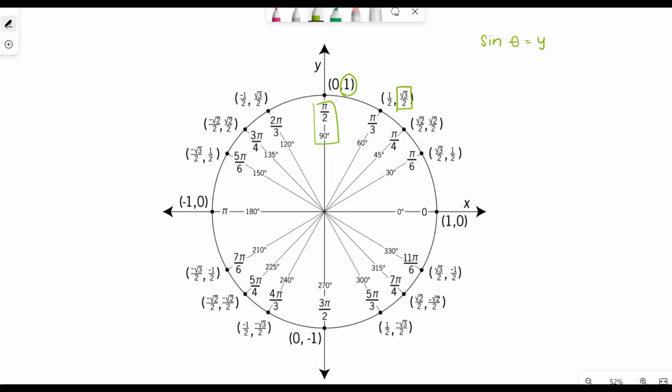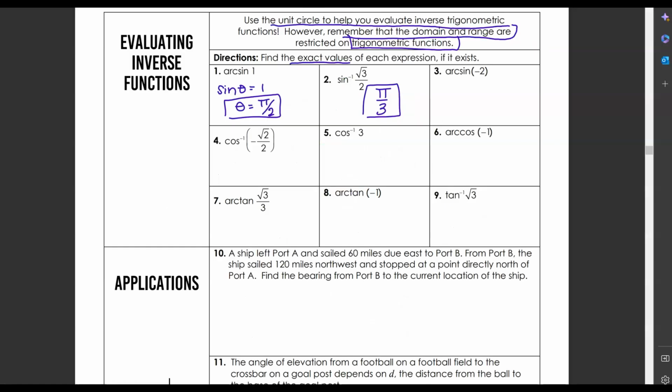Now, for the next question, it is asking us arcsine of negative 2. This is telling us that if I take sine of theta, when does it equal negative 2? Well, keep in mind, what is the domain and range of sine of theta, and what is the domain of arcsine? The domain of arcsine goes from negative 1 to 1. Negative 2 is outside of that domain, so therefore it does not exist here.